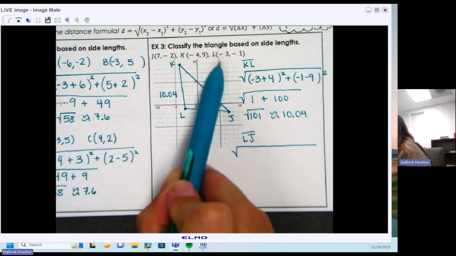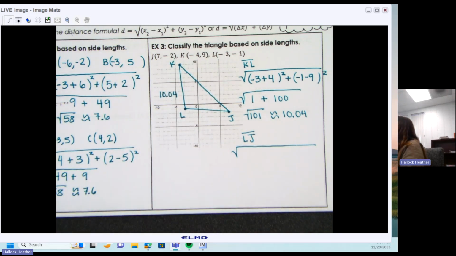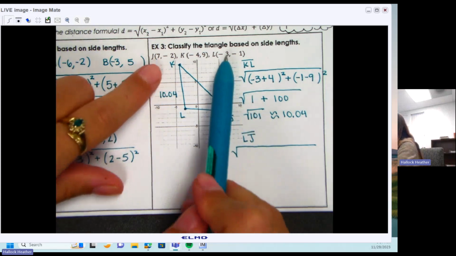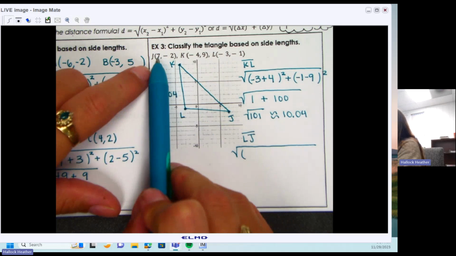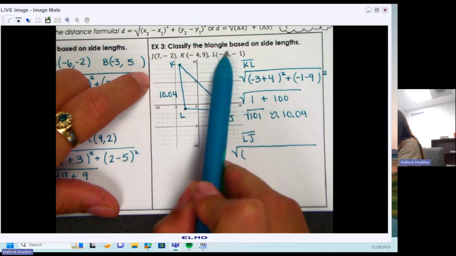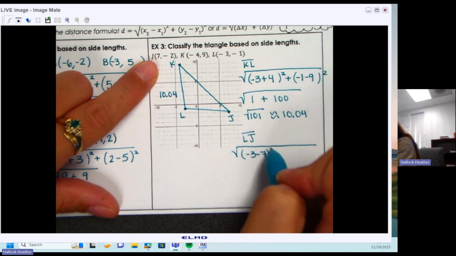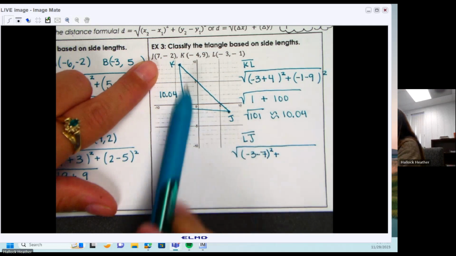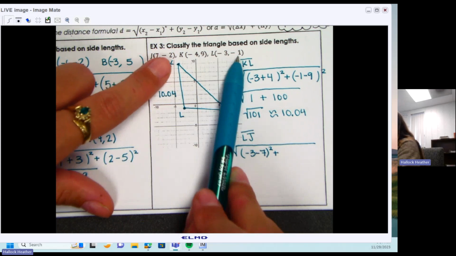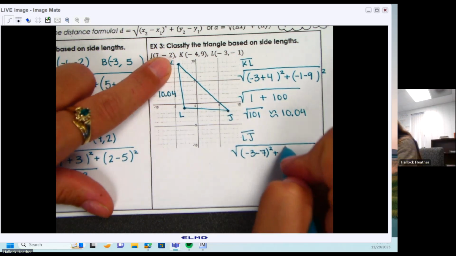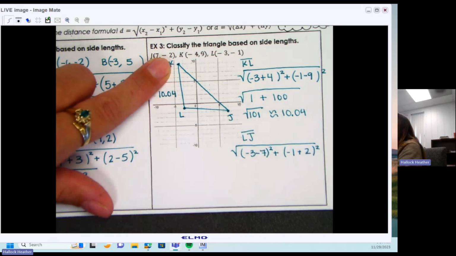So using L and J, remember it doesn't matter which one goes first, which one goes second, as long as your x's are subtracting and your y's are subtracting. So I'm going to write it as -3 minus 7, just because L is written second. If you write it the opposite way, you will get the same exact answer. And then I'm going to subtract my y's: -1 minus -2. Because it's -1 minus -2, it becomes +2, because when you're subtracting a negative, it adds.